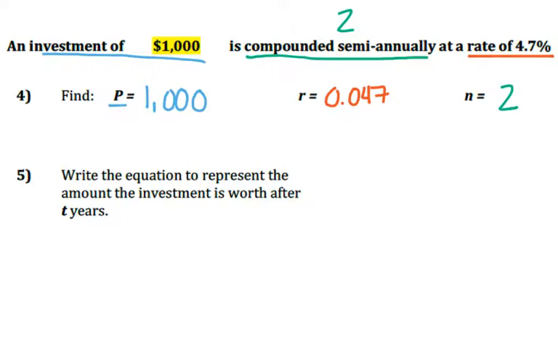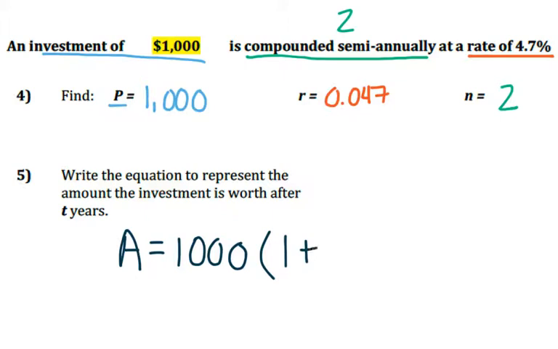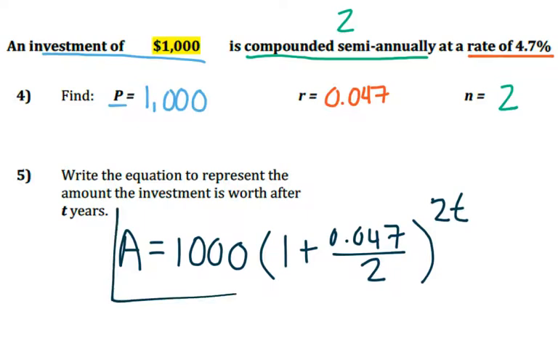Number 5. Write the equation to represent the amount the investment is worth after T years. So we're using that same compounded interest formula. And we're just going to substitute in what we know from the situation. So we have A is equal to our principal, or P, which is 1,000, times 1 plus our rate, which is 0.047, divided by the number of times it's compounded in a year, which is 2, and we're going to raise it to the NT, so our number of times compounded 2 times T. And there's our equation.